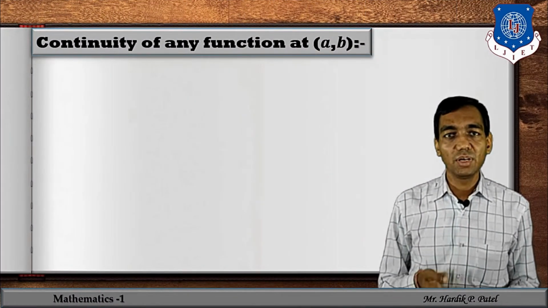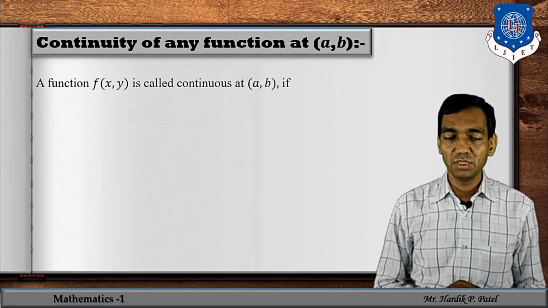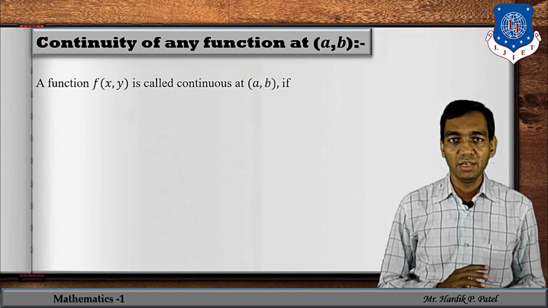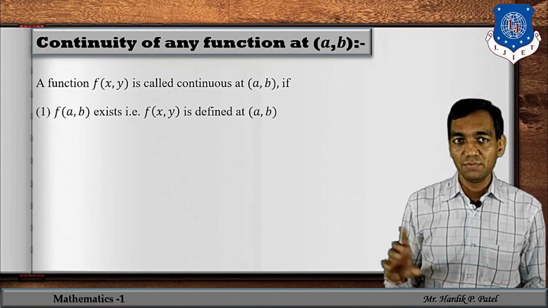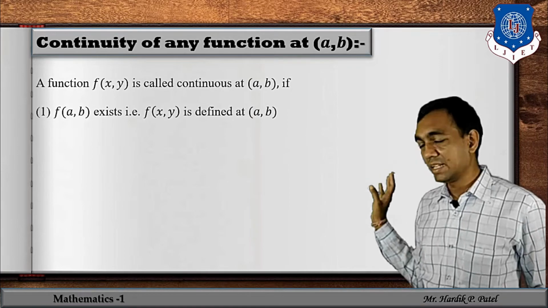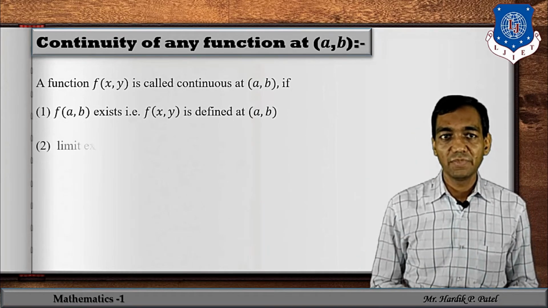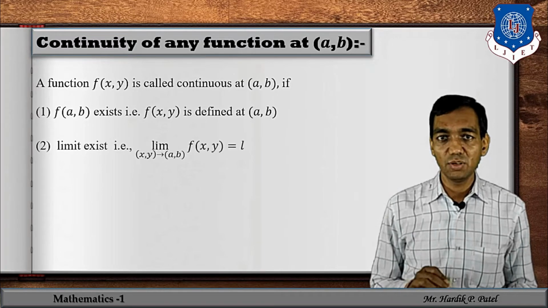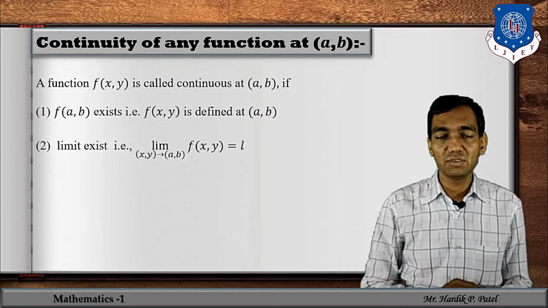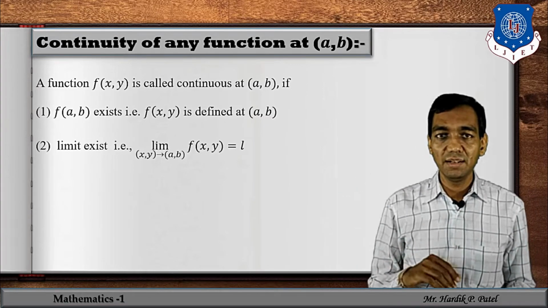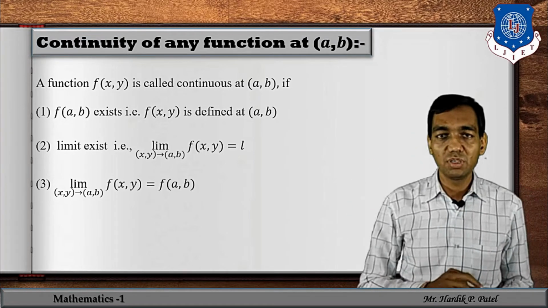Okay. Now we are going on to continuity. A function is said to be continuous at a point (a, b) if it satisfies the following conditions. First, f of (a, b) exists. That means the function has a value at the point (a, b). Secondly, the limit at the point (a, b) exists. That means the limit as (x, y) tends to (a, b) of f of x comma y is equal to something. And third, whatever the limit and whatever the value at the point, both are the same.